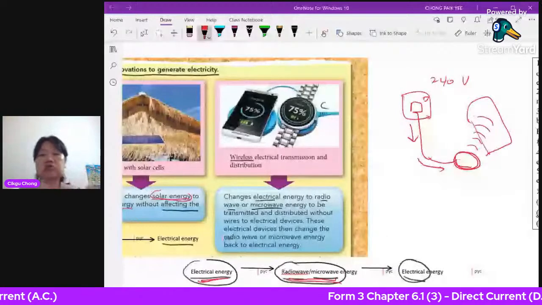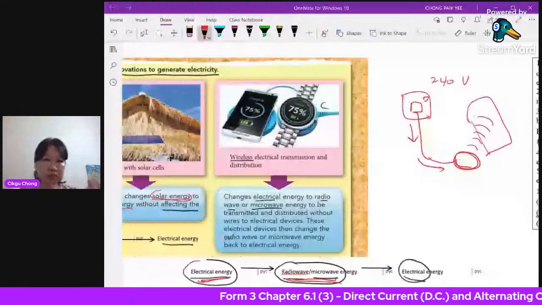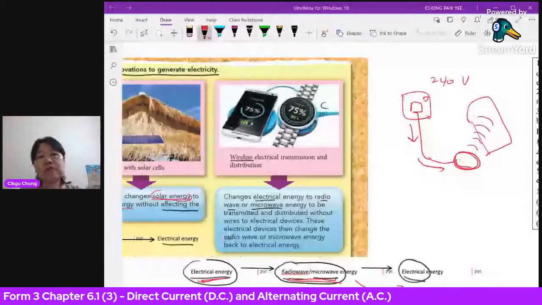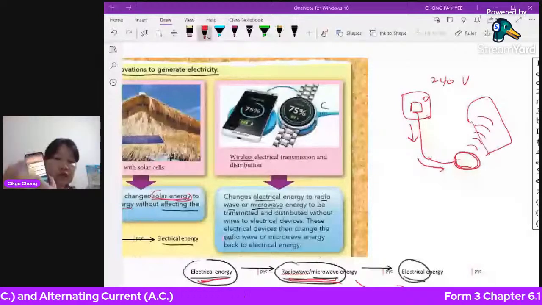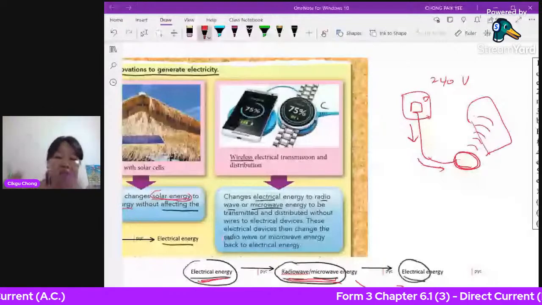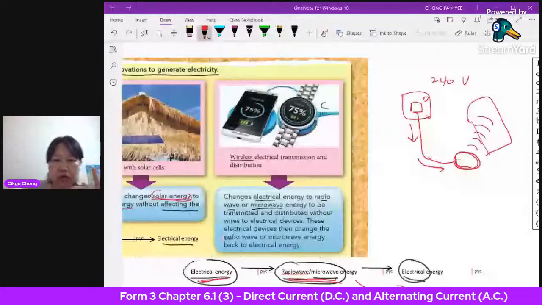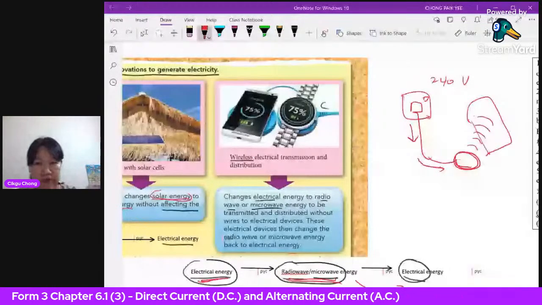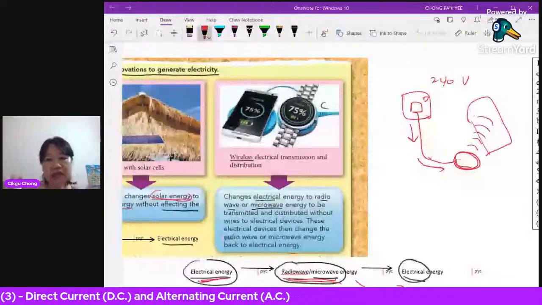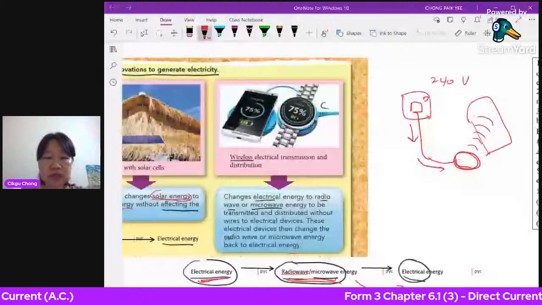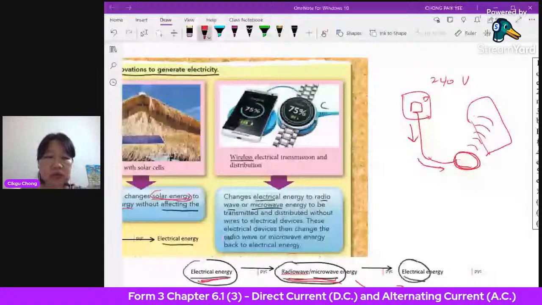So that means your phone must be a special one that is compatible with wireless charging. You cannot put my normal phone here. This one doesn't have the device to convert the microwave energy back into electrical energy. Okay, so that's how it works. So you have one extra step here. You convert your electrical to radio wave first, so you don't have wires, and then from the radio wave it changes back to electrical. So this is wireless charging. The advantage is you don't have messy wires. Okay, so I have discussed what I wanted to discuss for today's lesson.